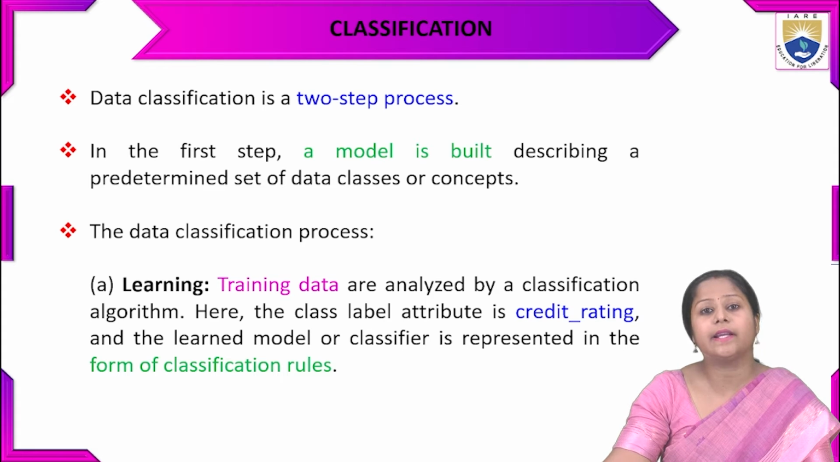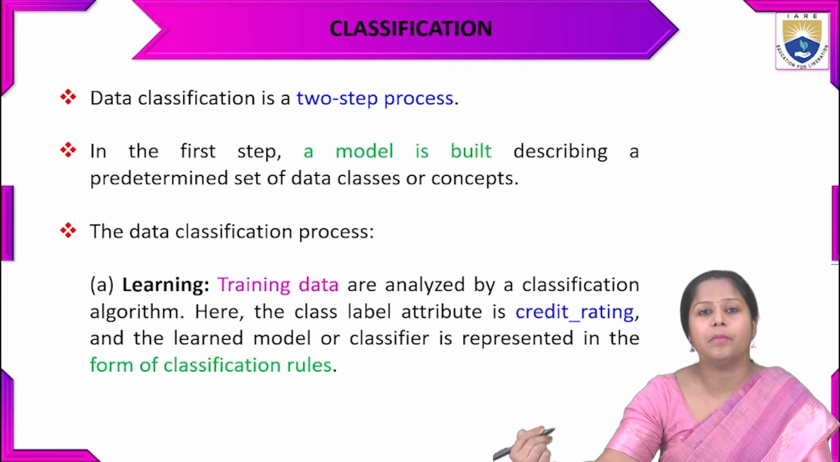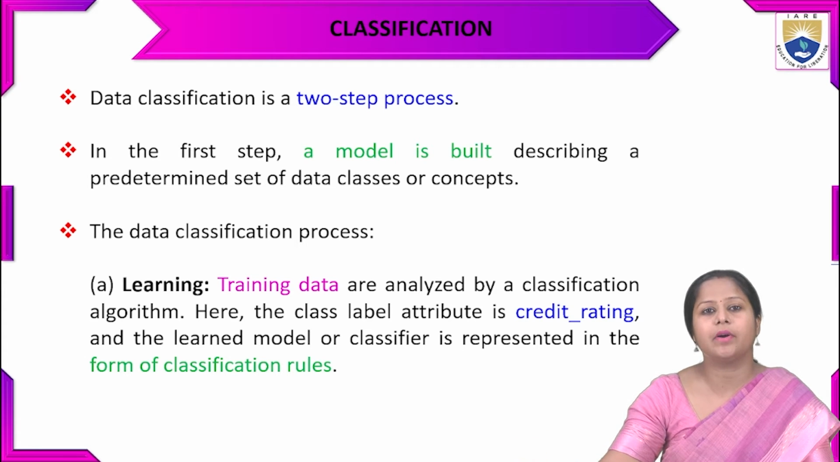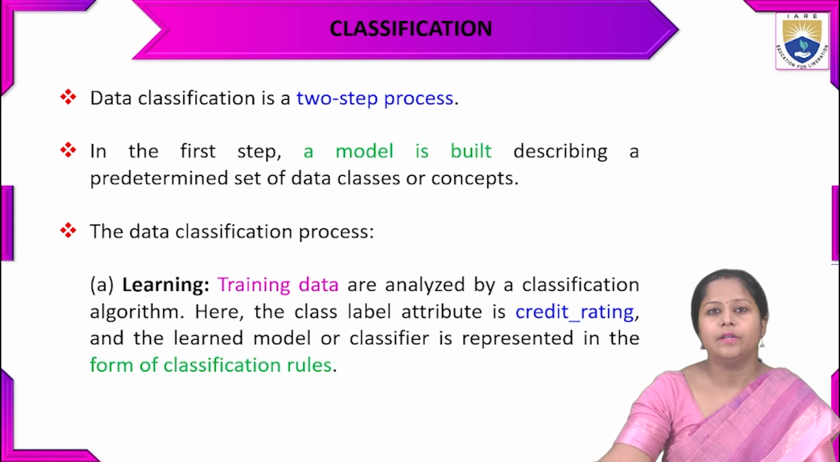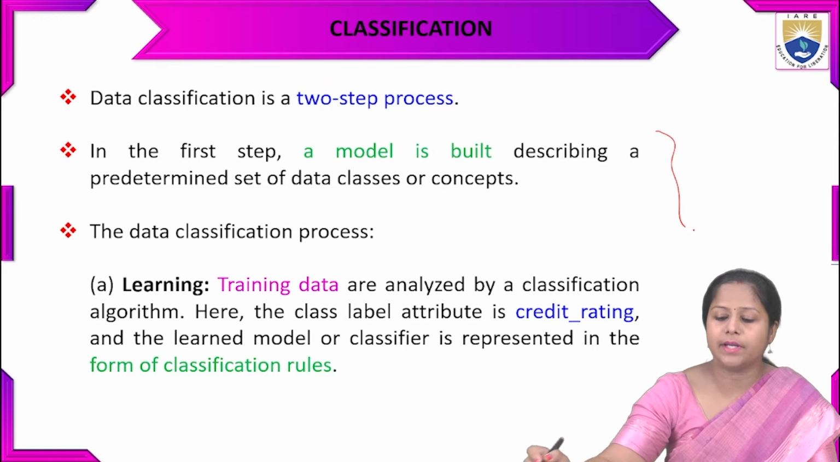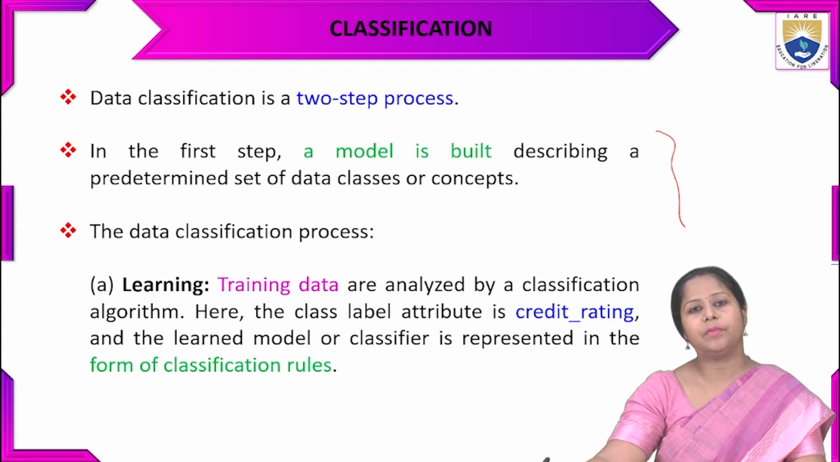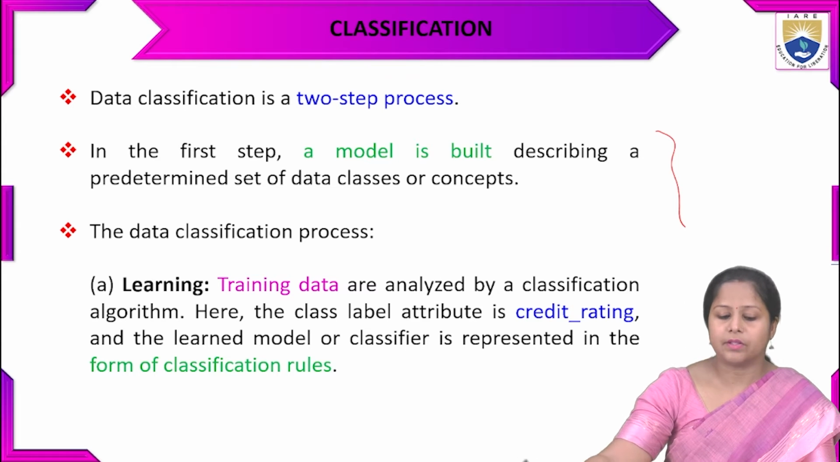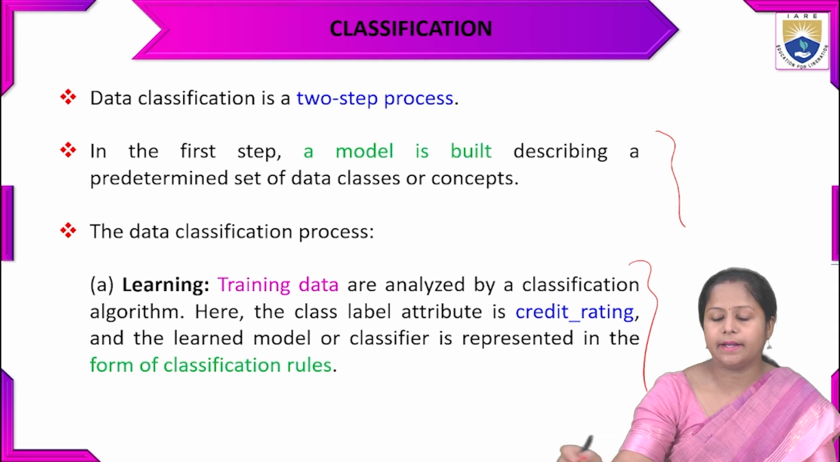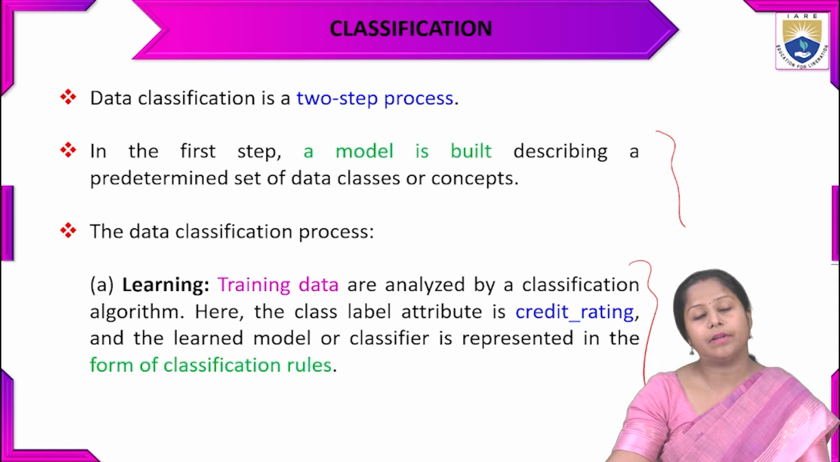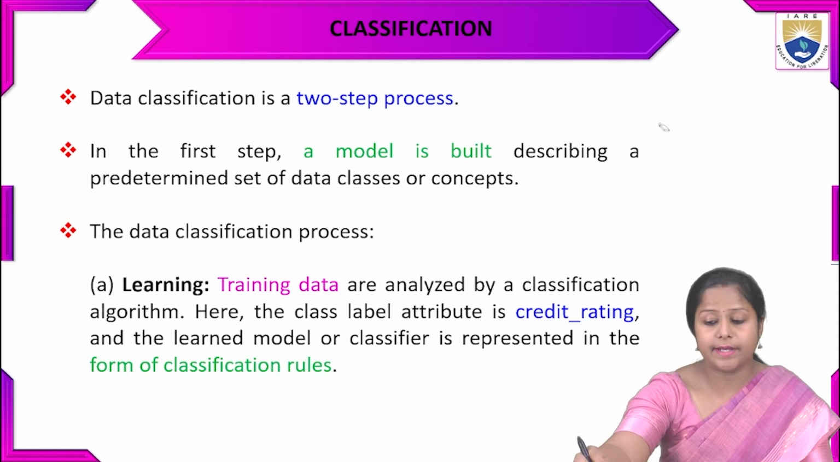The second phase is the classification. Classification means that we build a model that is going to predict new class labels, right? So in the first step, a model is built describing a predetermined set of classes or concepts. I have said that the first step is learning, so the training data will be used there.